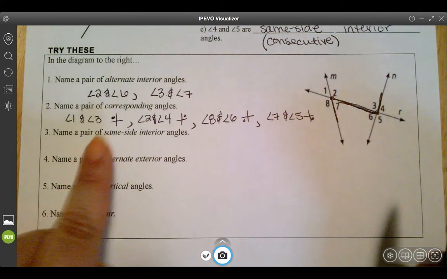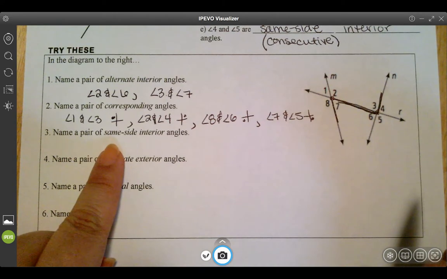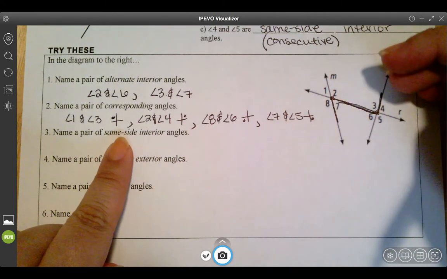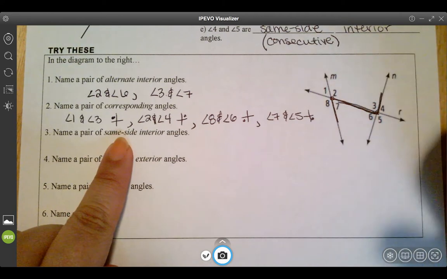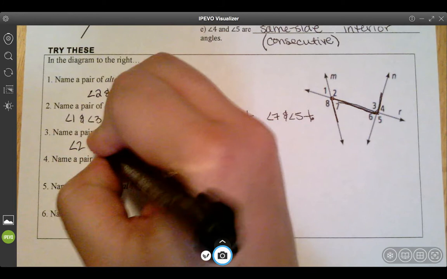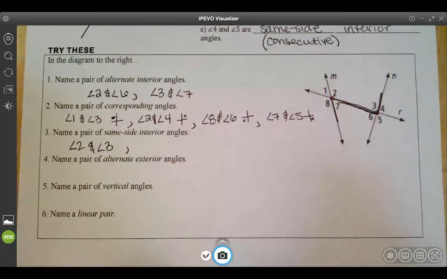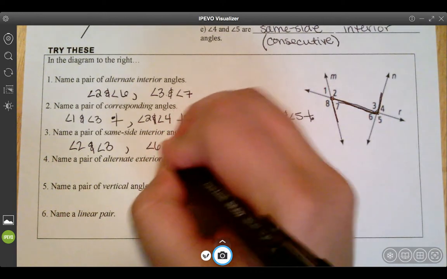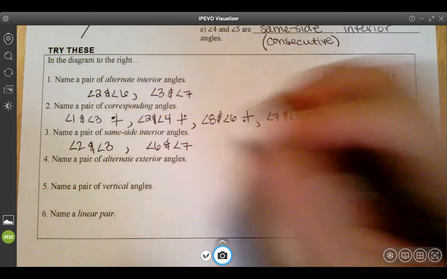Now, part 3, name a pair of same side interior angles. Okay, so that tells me I want them to be on the same side of the transversal, but on the inside of those two lines. So that's going to be angle 2 and angle 3, or we can say the other side of the transversal on the inside would be angle 6 and angle 7.